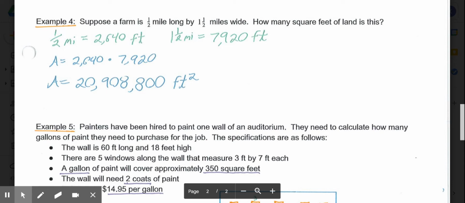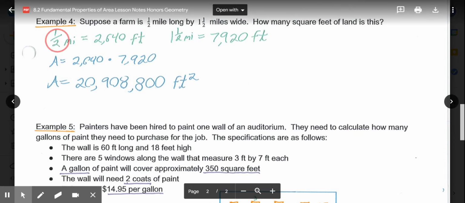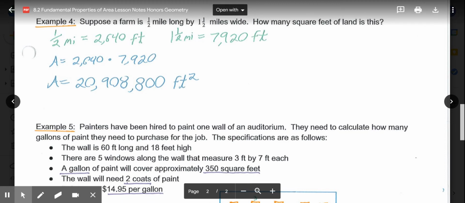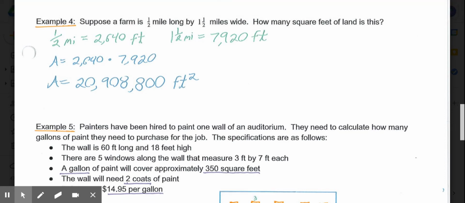So to convert half a mile to feet, we would do 1/2 multiplied by 5,280, telling me that I have 2,640 feet. Then the 1½ miles, so 1.5 multiplied by 5,280, gives me 7,920 feet. So my area, in terms of square feet, would be 2,640 multiplied by 7,920, giving us 20,908,800 square feet.